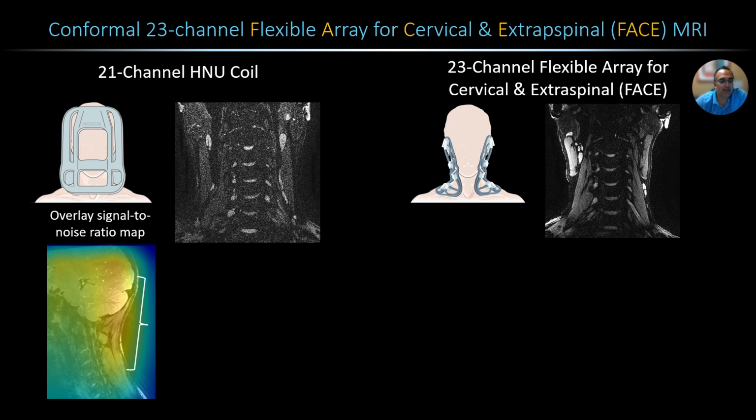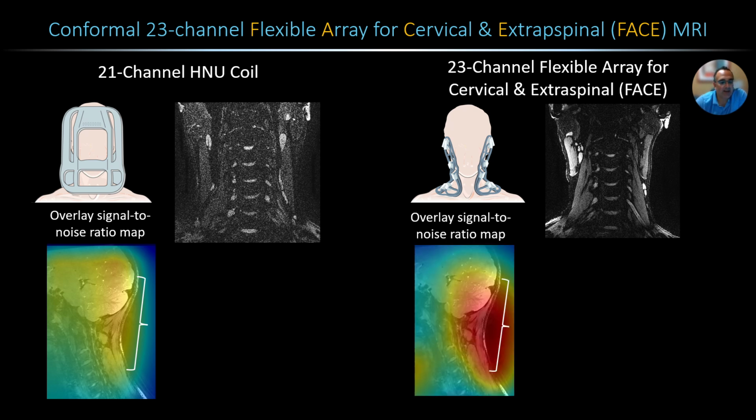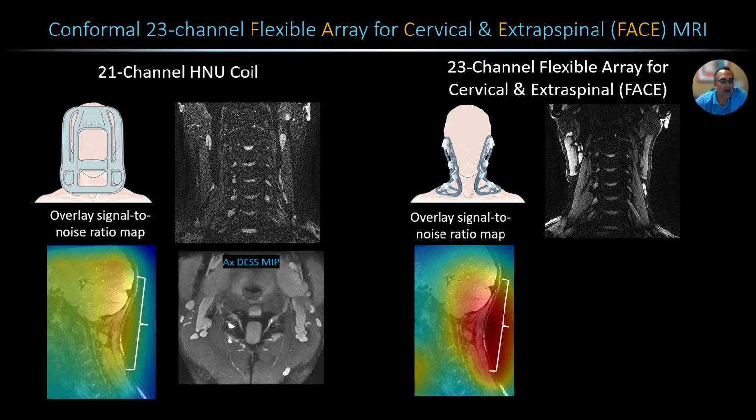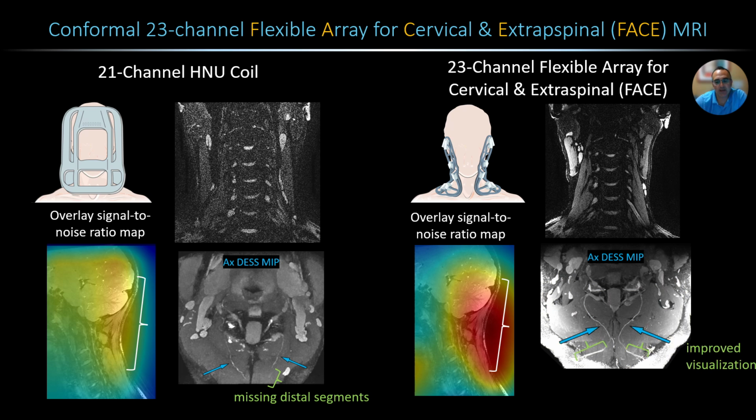On the left here is an SNR map, or a signal-to-noise ratio map, showing the relative homogeneous signal-to-noise. But on the right here, we see much higher SNR on this heat map. And this affords us the ability to image either faster or at higher spatial resolution. So here is a maximal intensity projection on the left, where it's hard to delineate some distal segments of the occipital nerves, compared to on the right with the prototype coil, where we nicely see these greater occipital nerves.